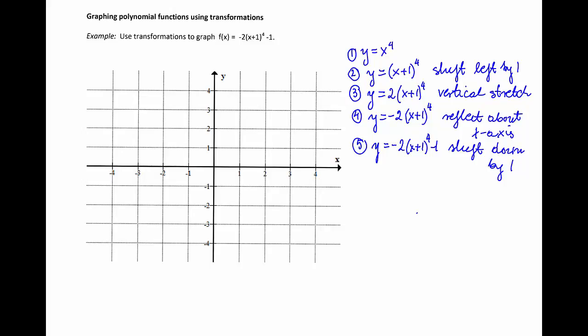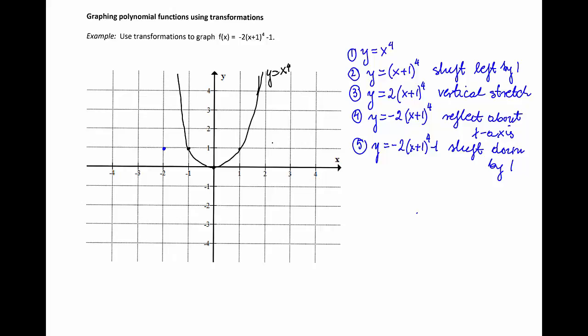So let's start graphing the basic function. The basic function is x to the 4th, so again we have (0, 0), (1, 1), (-1, 1). 2 and 16 will not fit on the graph, so we'll draw that basic function. This is y equals x to the 4th. This is the first graph. Next, we'll shift that graph to the left by 1. 1 unit is 1 square, so I will move everything by 1 to the left.